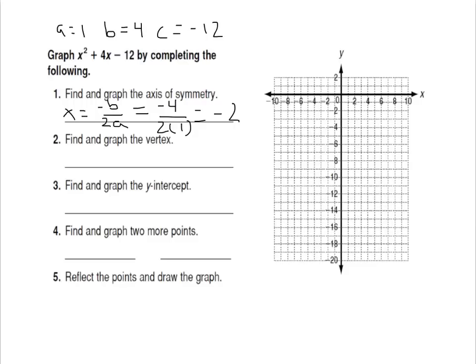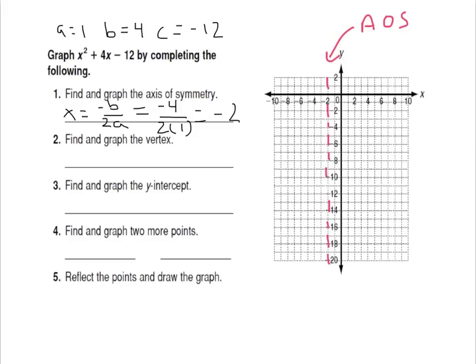So that means I can go and find negative 2 on my x-axis and draw my axis of symmetry down through that point. So that's my axis of symmetry, negative 2. I'll go ahead and label it AOS.